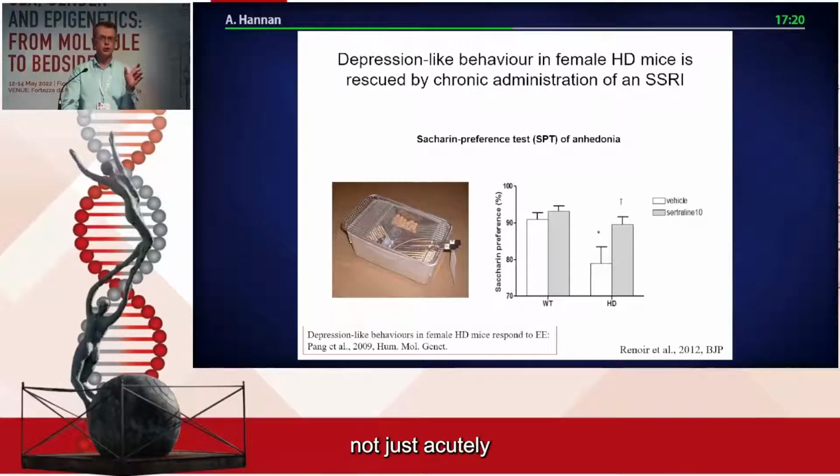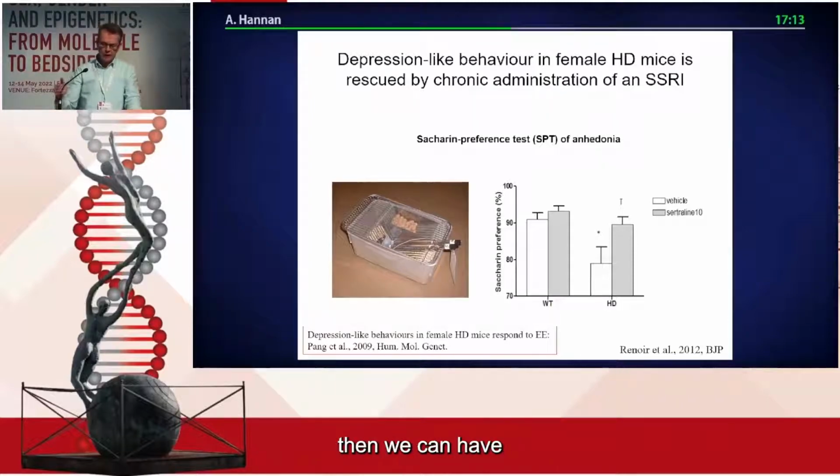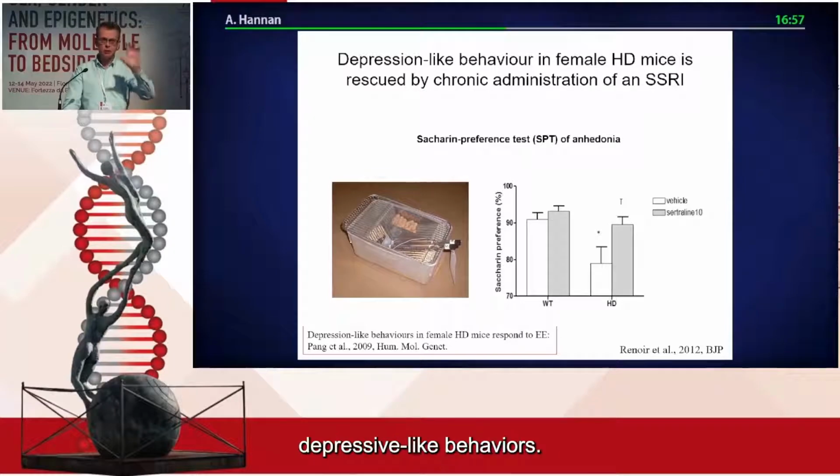So we give not just acutely, but chronically, if we give 2 weeks of sertraline, an SSRI marketed as Zoloft, then we can have antidepressant-like effects. And this is on the test of anhedonia, saccharin water versus just water, and mice will drink 90% of their fluid from the sweet water. The female HD mice on 3 other tests are showing depressive-like behaviours. They also show anhedonia. They drink less sweet water, and the antidepressant drug brings them back to normal.